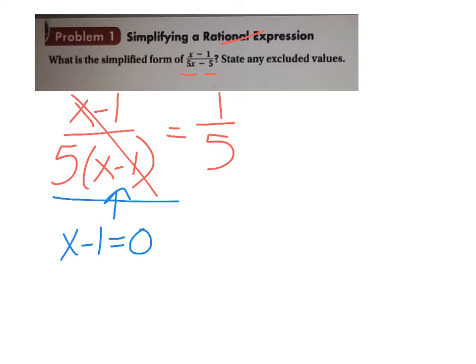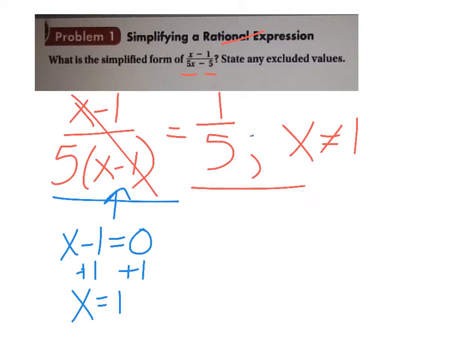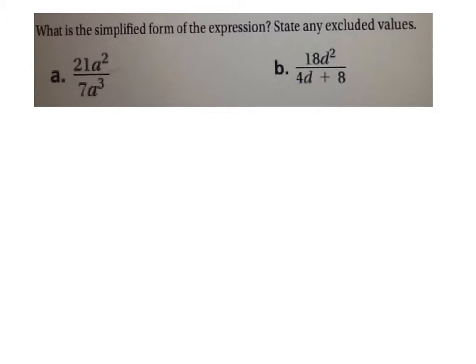So if I set it equal to 0, that will tell me what value I cannot have for x. So adding 1 on both sides, that gives me x equals 1. So for my excluded value, I need to say that x can't equal 1. Because looking back to the original problem, 5 times 1 is 5, 5 minus 5 is 0, and we cannot have a 0 there. So our simplified answer is 1/5, but you have to always include any excluded values, and in this case, x cannot equal 1. Let's look at another example.